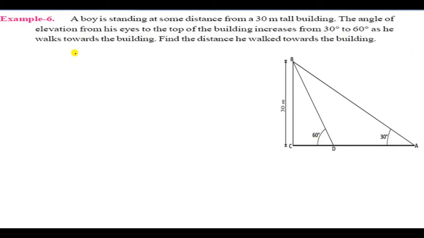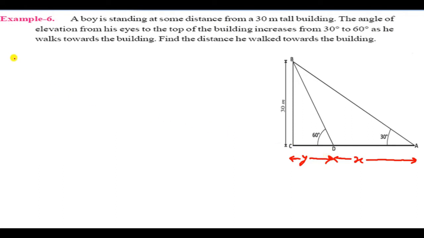As he walks towards the building, find the distance he walks towards the building. You have to find this distance, how much distance he has walked. Suppose it is your x and this distance, suppose it is your y, this distance is y.